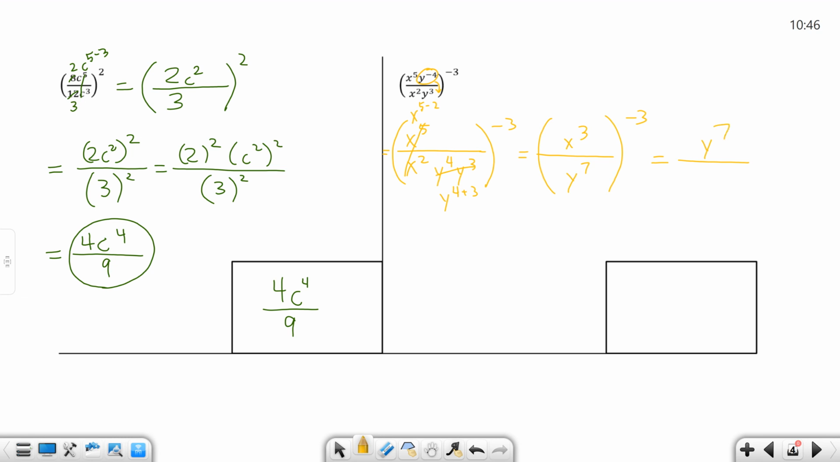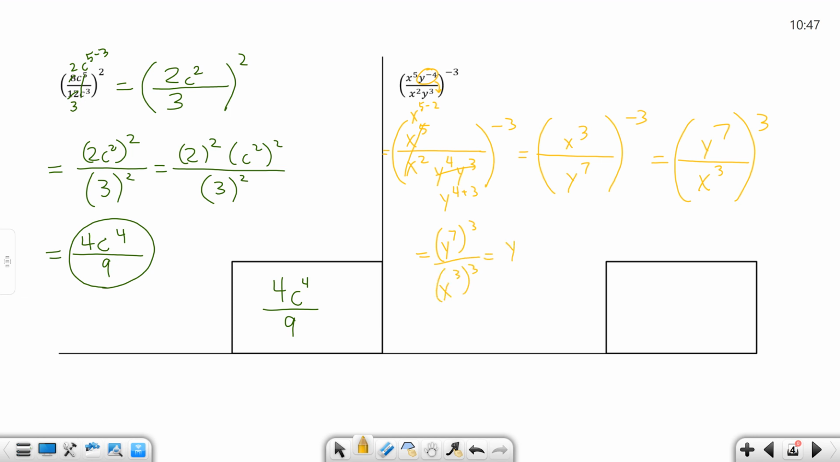So this is going to be y to the 7th over x to the 3rd. And when I do that, I change that negative 3 exponent to a positive 3. And now I take and raise the top and the bottom, the numerator, the denominator, both to the 3rd power. So this is y to the 7th to the 3rd over x to the 3rd to the 3rd.